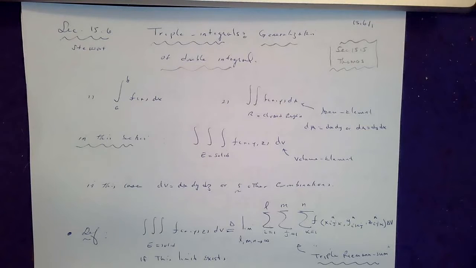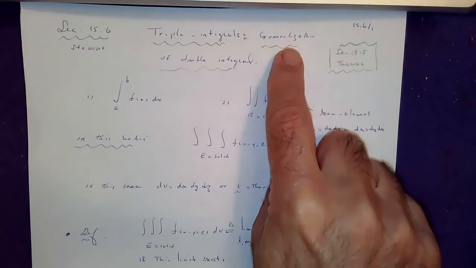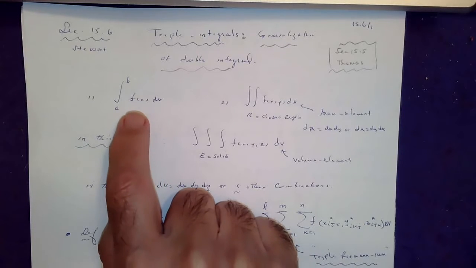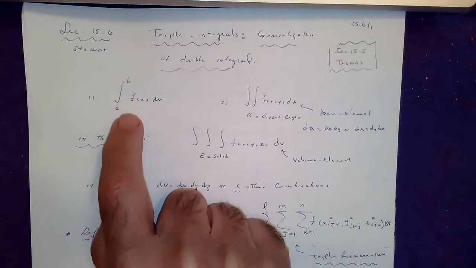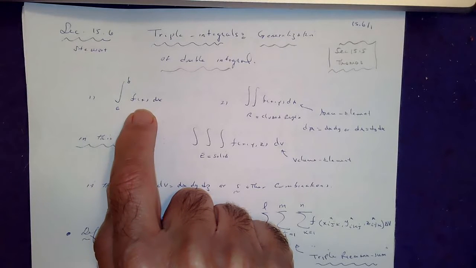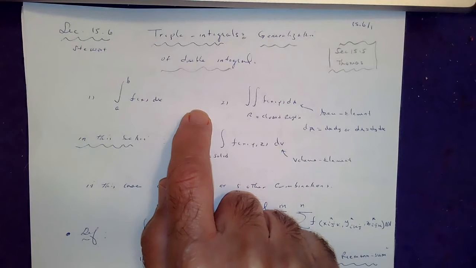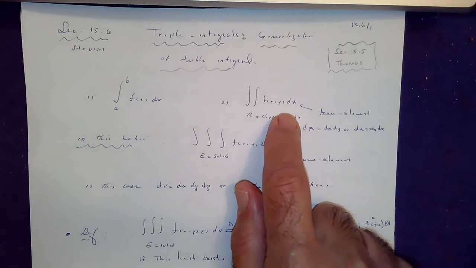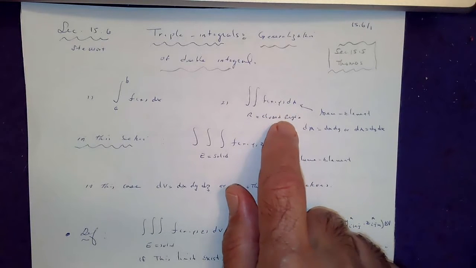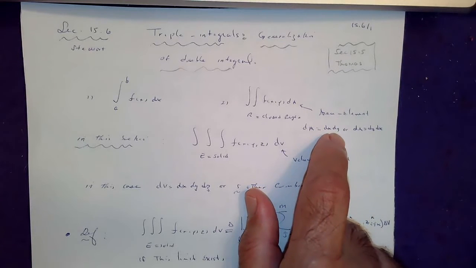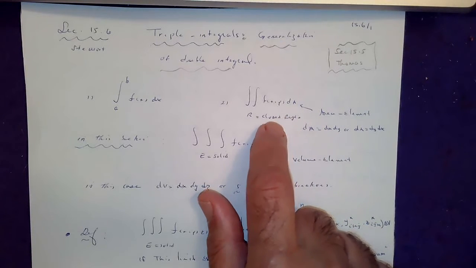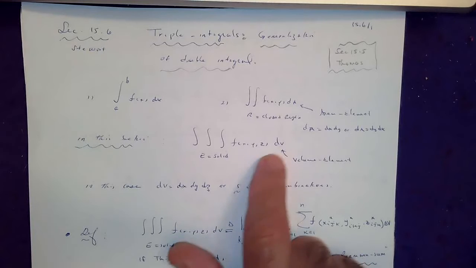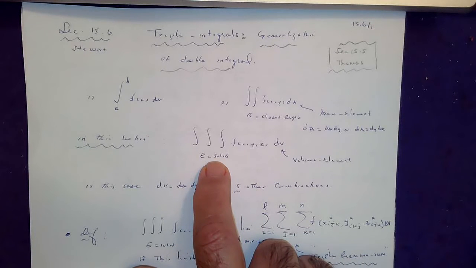Section 15.6, triple integrals, which happens to be a generalization of the double integrals. Recall, in functions, evaluating the definite integrals for a function of a single variable, we had to divide the number line into subintervals. For a double integral, we had to divide the closed region, whether it's rectangular or general, into subrectangles. In this section, we have the triple integral, which is performed over a solid.